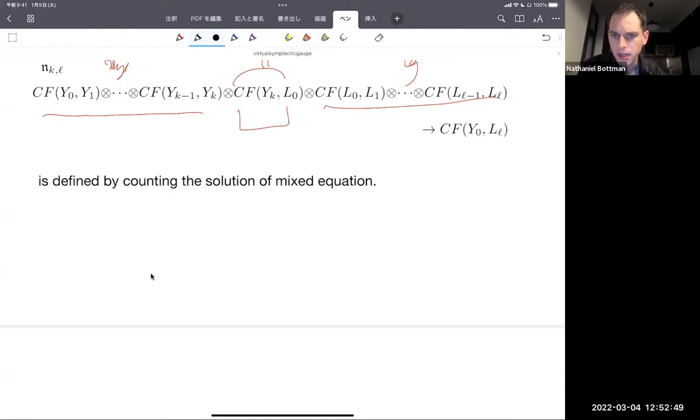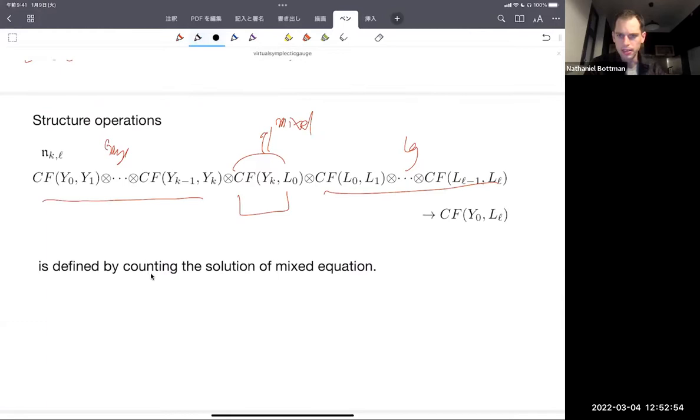Sorry, can I just ask a quick thing? So is the right interpretation that the thing in the middle is an infinity bimodule over the instanton and Floer theory sides? Yes, exactly. Okay, thanks.